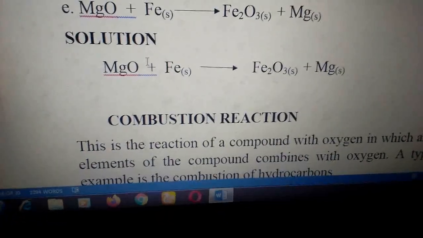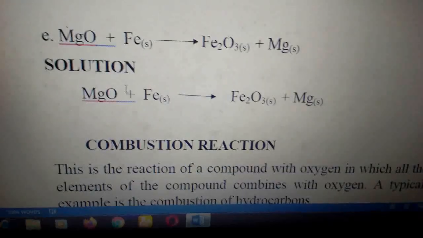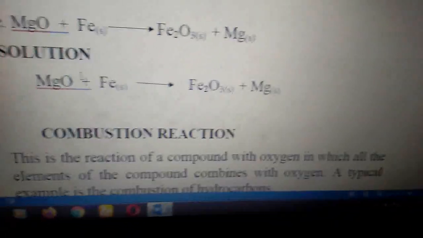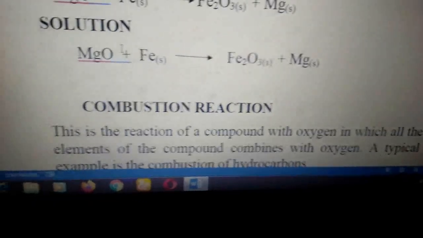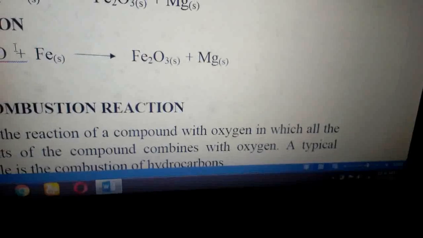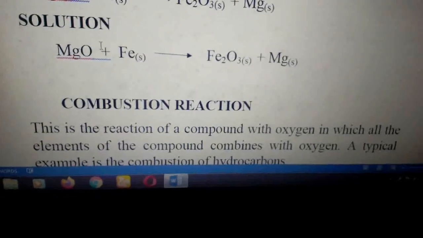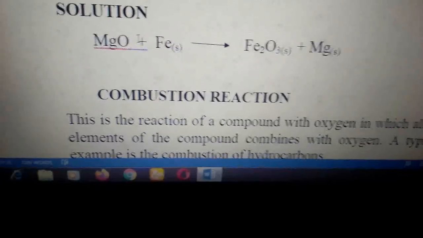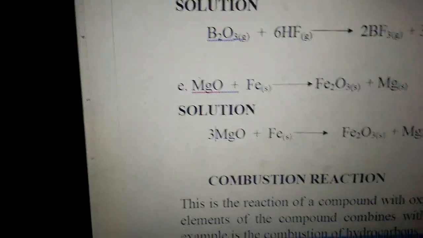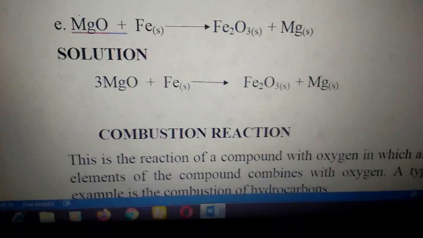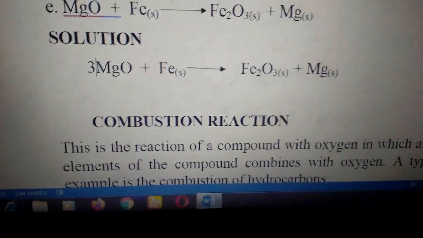We go to equation E. We have magnesium oxide plus iron, giving us iron oxide plus magnesium. We now go to the solution. Magnesium is 1 atom on the left hand side, 1 atom on the right hand side. Magnesium is balanced already. So back to oxygen and iron. Oxygen is 3 atoms on the left hand side. On this side, we have only 1 atom in magnesium oxide. So put the cursor in front of this and put 3 to balance oxygen. And by so doing, we have increased magnesium to 3 also.